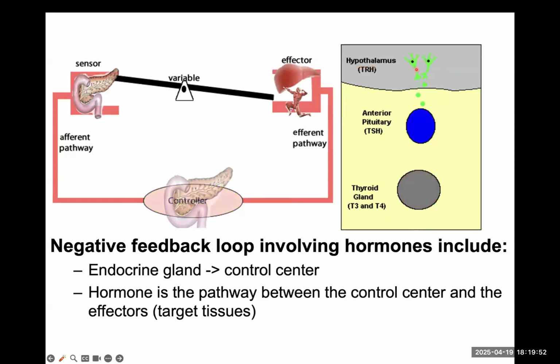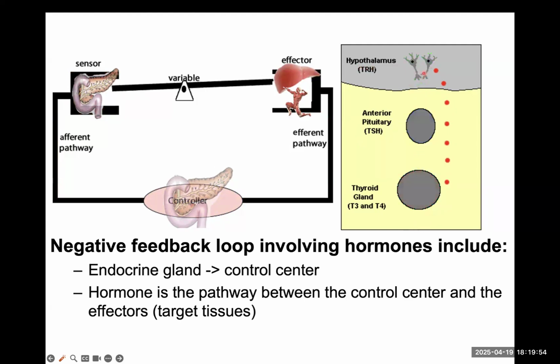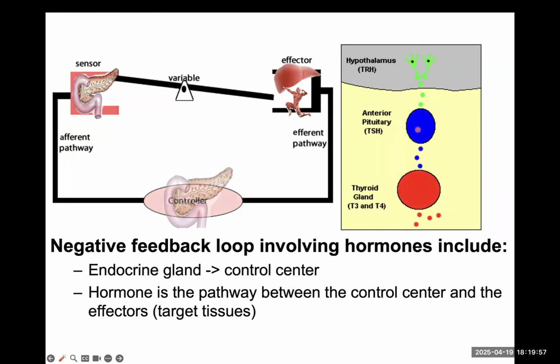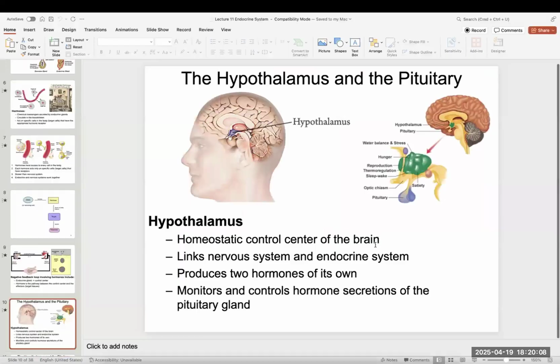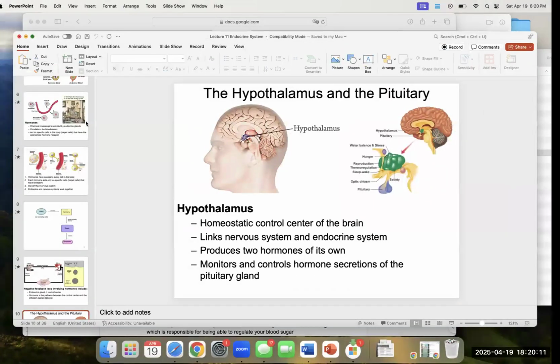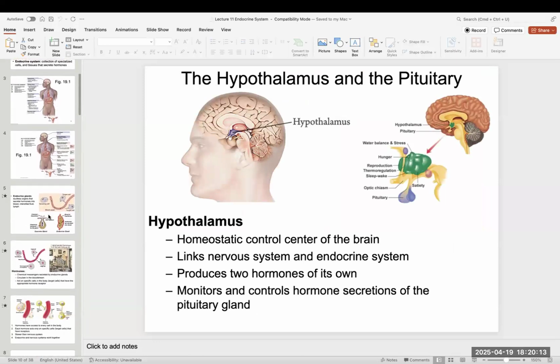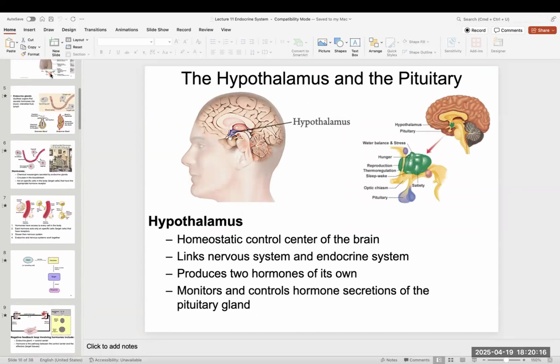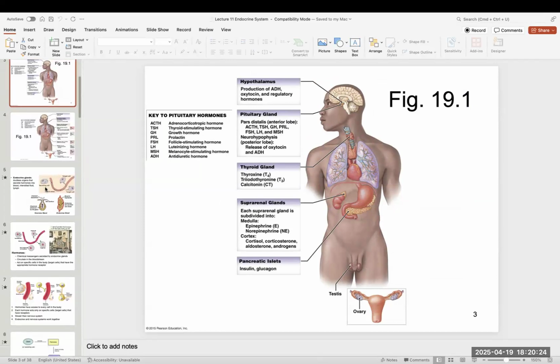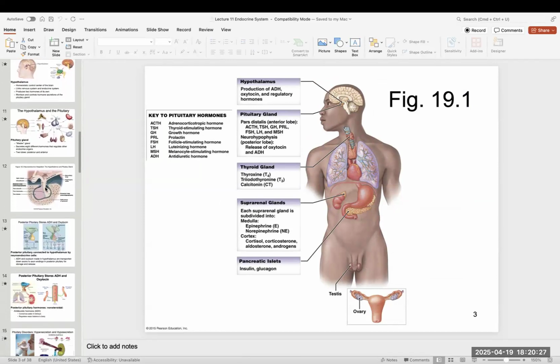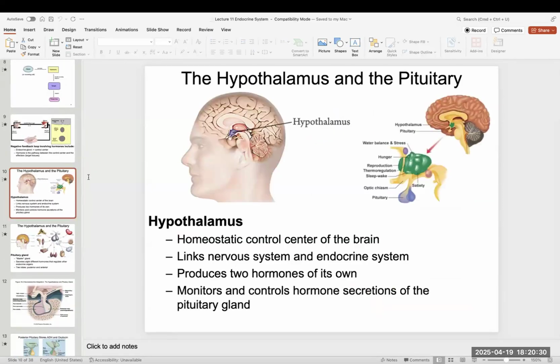So this is just showing the hypothalamus making the chemicals, and it's going to the anterior pituitary, which is secreting the chemical, and that's going to go to the thyroid gland. Okay, so we had this chart here where we had the hypothalamus and the pituitary gland. We're going to work our way down this chart, and talk about some of these hormones next.